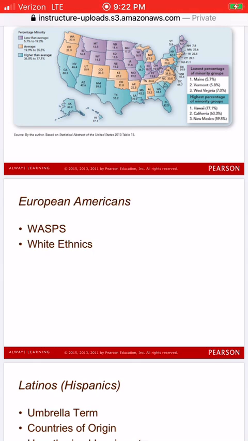If you look in your book, and I want to make sure that I'm giving you the correct page because your book might be slightly different than mine, you'll start to see that the white ethnic is sort of an interesting topic because it's not something we've typically looked at.